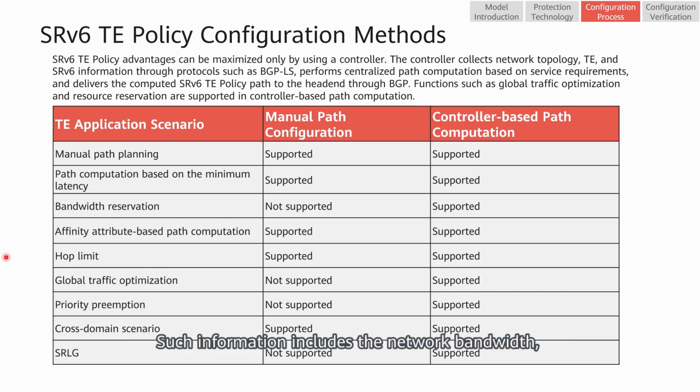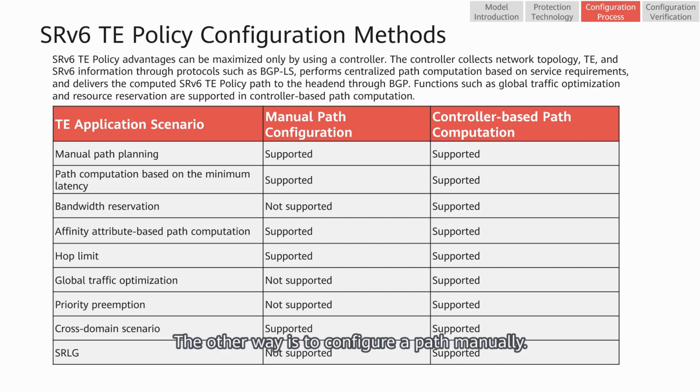Such information includes the network bandwidth, cost, latency, and affinity attributes. After computing an SRv6 TE policy path, the controller delivers it to the ingress through the BGP SR-policy peer relationship. The ingress then generates an SRv6 TE policy based on the received BGP update message. Functions such as global traffic optimization and resource reservation are supported in controller-based delivery mode.